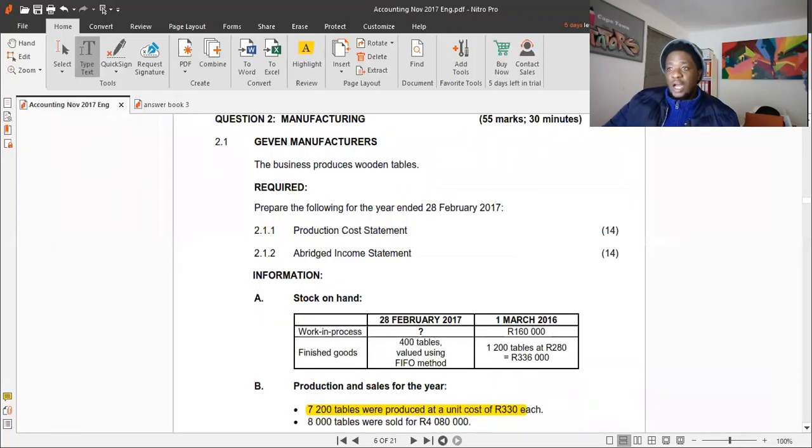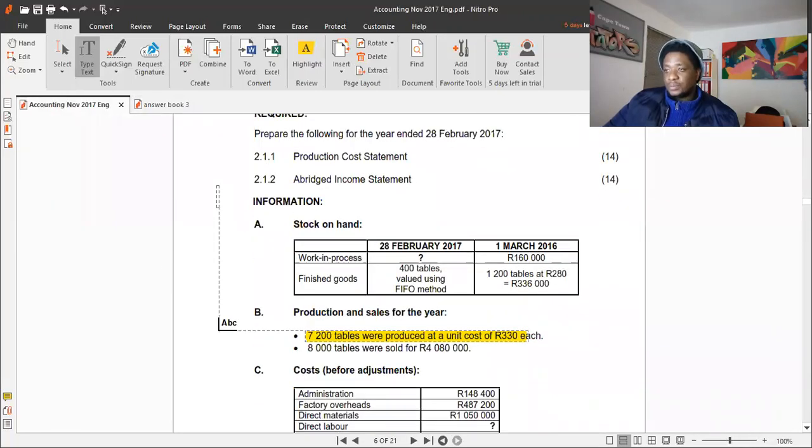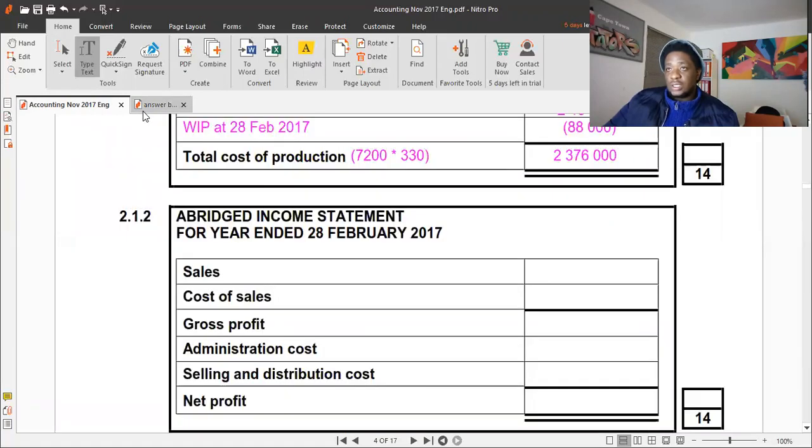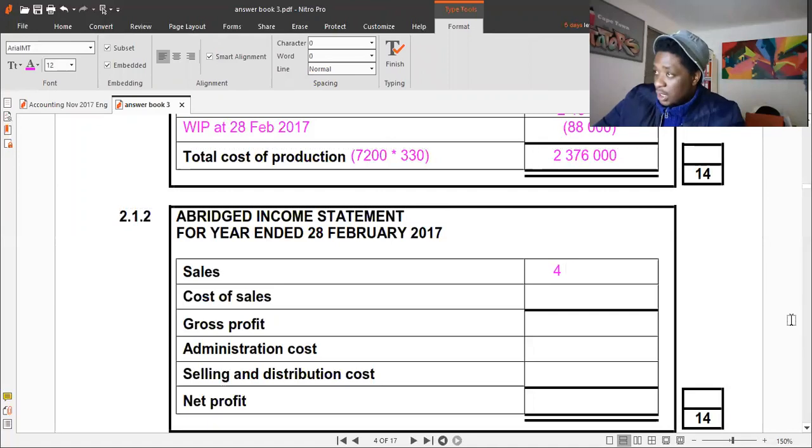So let's see how we can calculate sales. They've given you the information already here. They said 8,000 tables were sold for 4,080,000. So for your sales, you know that it's 4,080,000. And then after that, we'll need to calculate cost of sales.